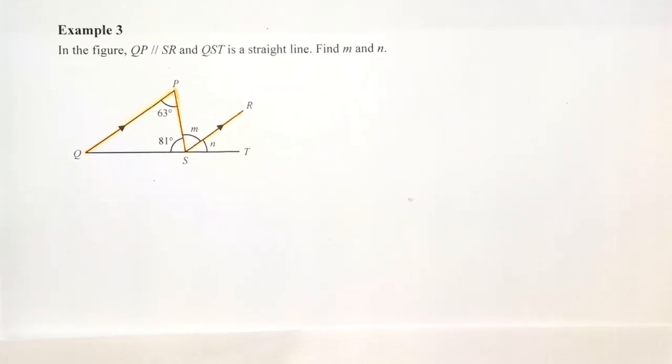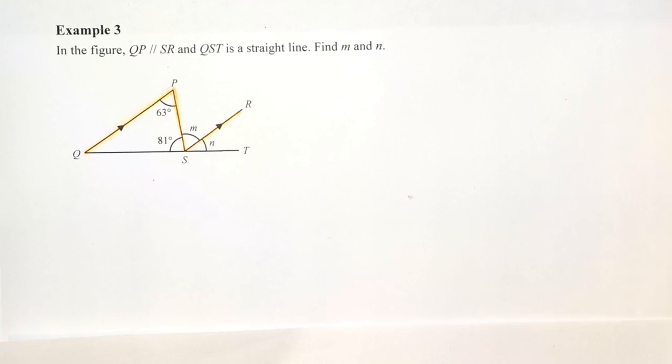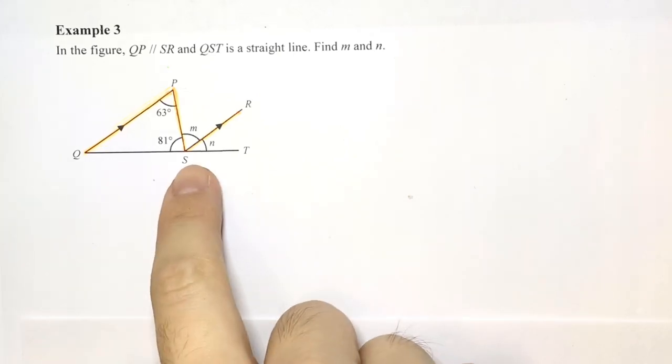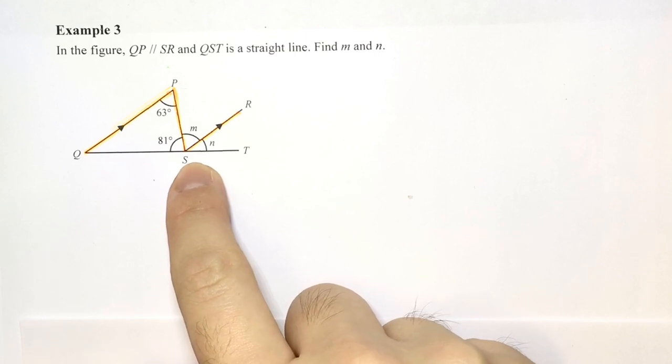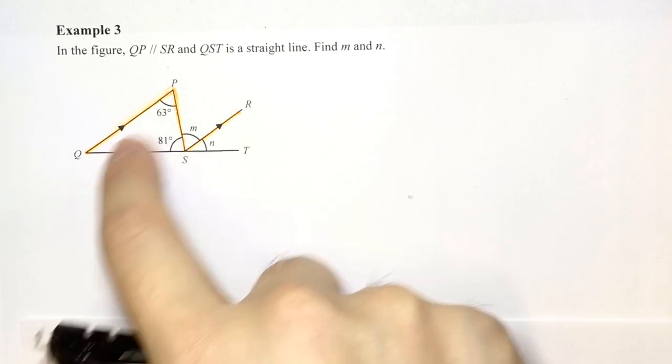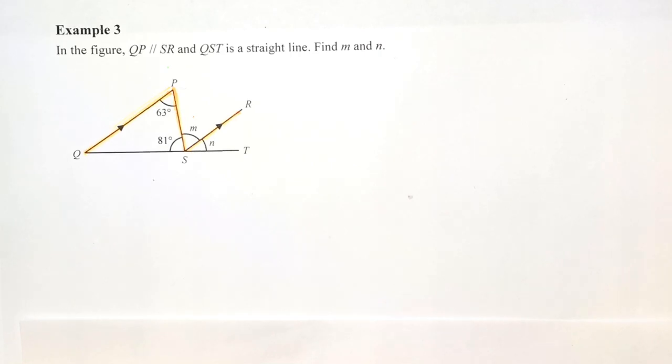Number three is a question like this. There's a pair of parallel lines and QST is a straight line. Make sure that whenever a question is given to you, you consider those pieces of information. Okay. First of all, do you notice that I use one color to draw 3 line segments? It's the Z shape, right? Can you see that? Or an N shape.